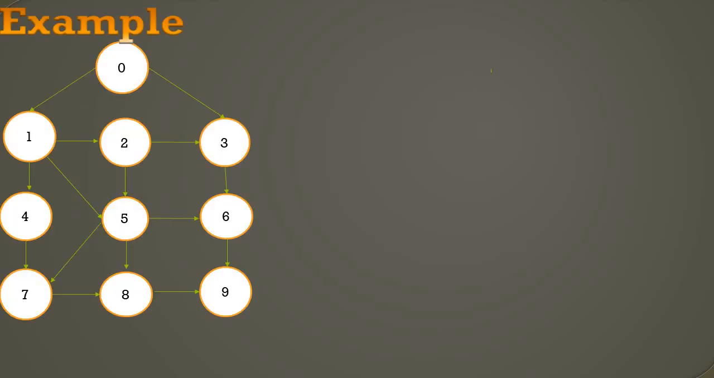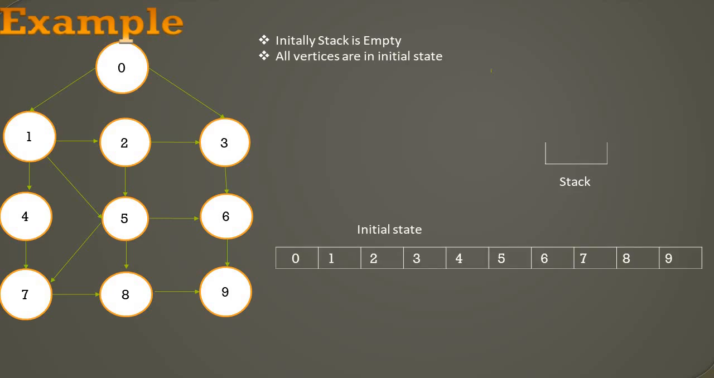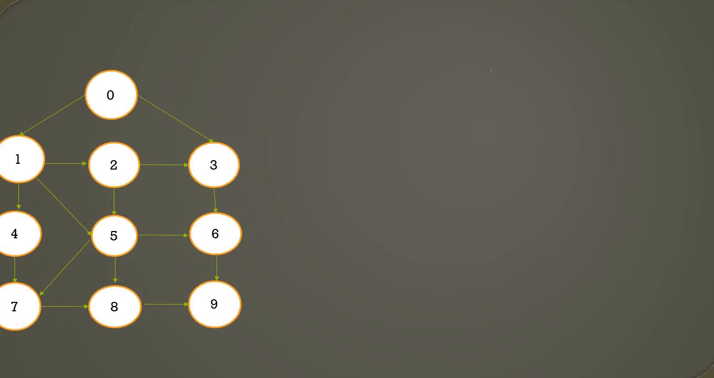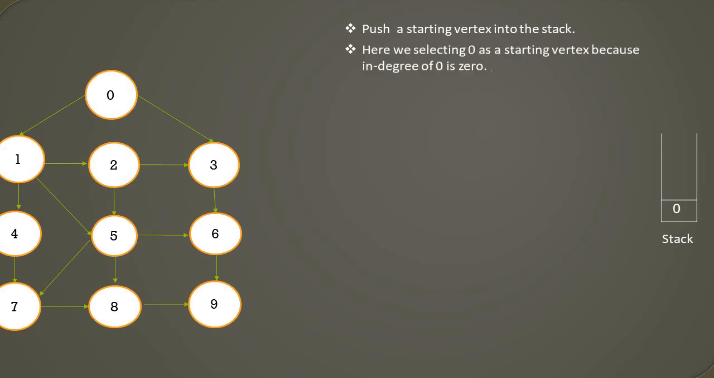Example: a graph with root 0 and vertices 1, 2, 3, 4, 5, 6, 7, 8, 9. Initially the stack is empty. All vertices are in the initial state, that is 0, 1, 2, 3, 4, 5, 6, 7, 8, 9. Push a start vertex into the stack. Initially the stack position is 0.